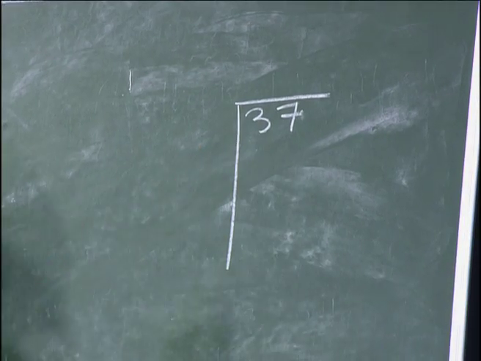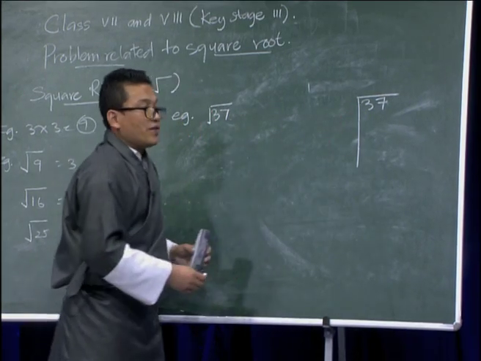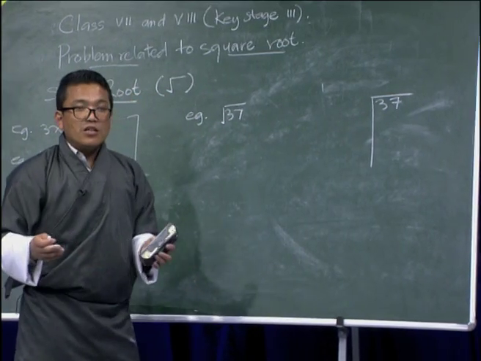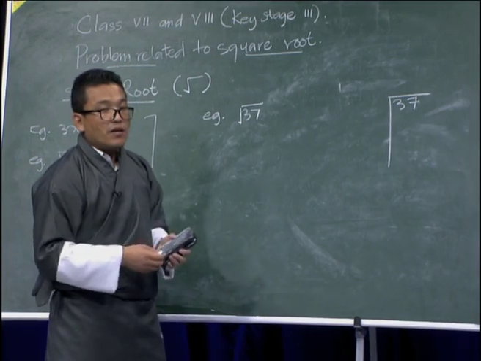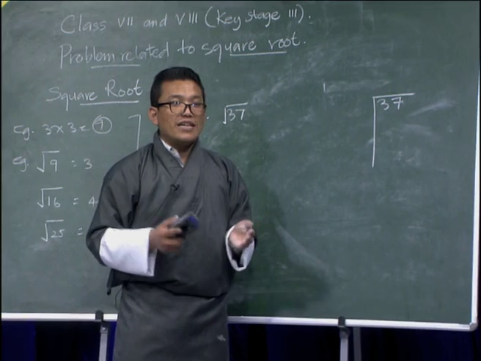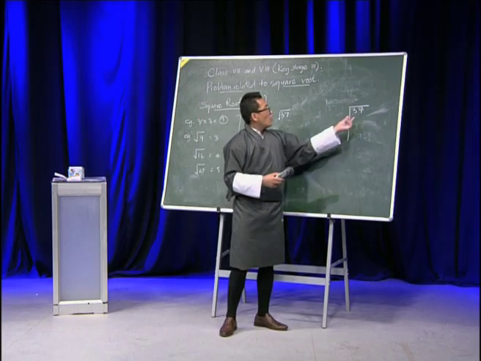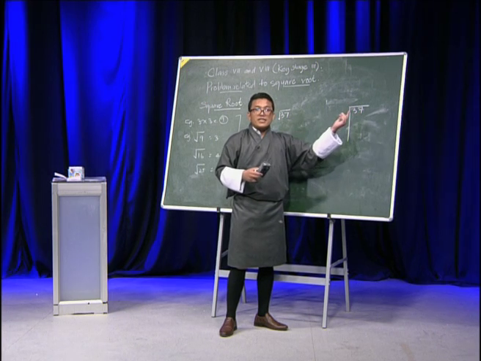Now the first perfect square that is close to this number, 37: if I take 4 and 4, it is going to be 16. 5 and 5, it is going to be 25. 6 and 6, it is going to be 36. 7 and 7 is going to be 49. So this number is between 36 and 49, right?